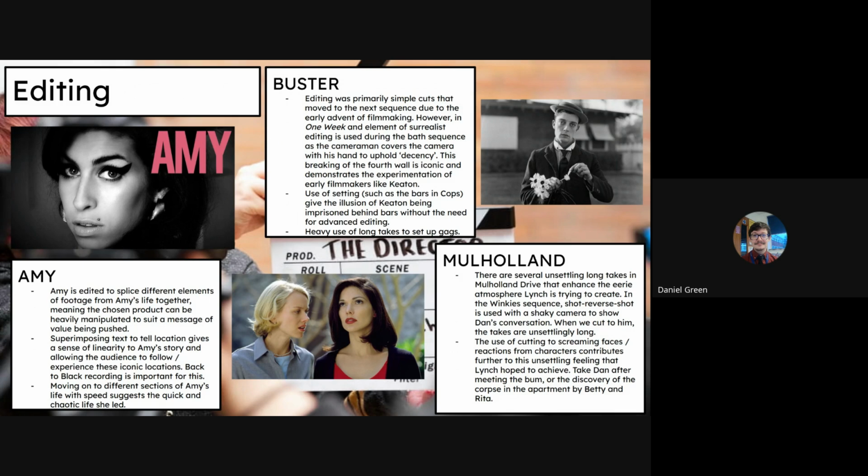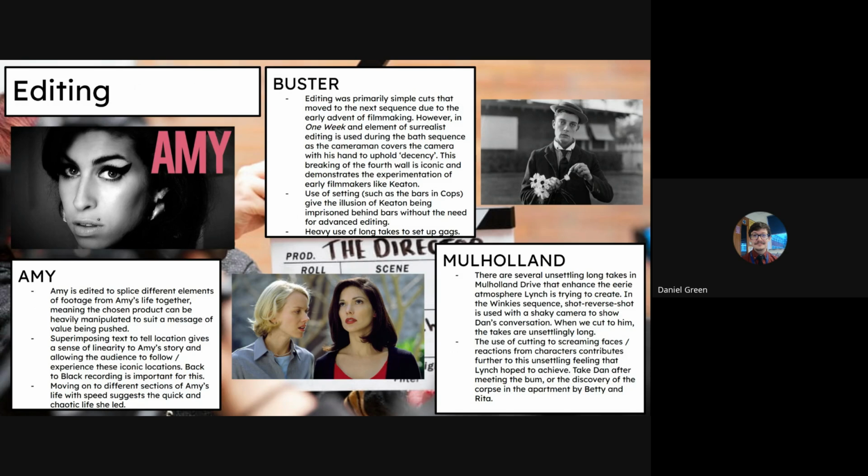And this breaking of the fourth wall is quite an iconic moment from the film and demonstrates experimentation of early editing, because obviously cutting from one sequence to the other would have been fine, but having the cameraman cover the camera adds that experimental style of early cinema to sort of turn that sequence into a gag rather than just some traditional cut. Also, using setting to help with editing was quite important in early cinema.